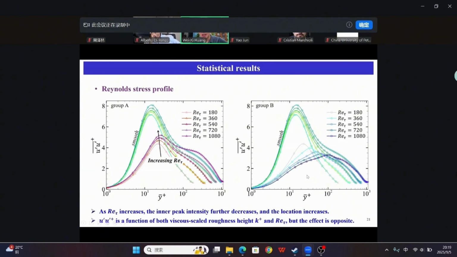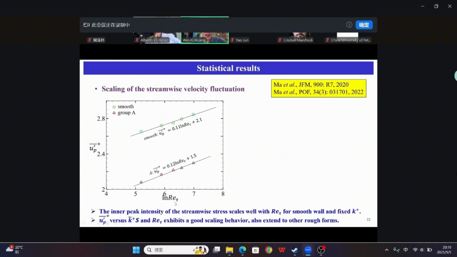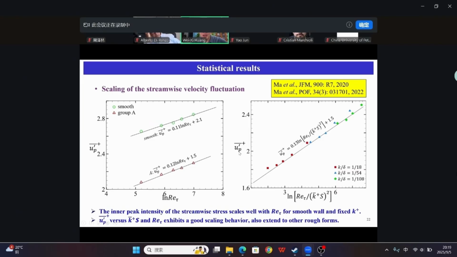So this is for group B, and we can plot the peak value as a function of Re tau. So we can see it also shows this kind of log behavior. And we can plot this peak value as a function of this scaling parameter. We can see all our data shows good scaling. And also include the reference data here. They all show this kind of good scaling behavior.